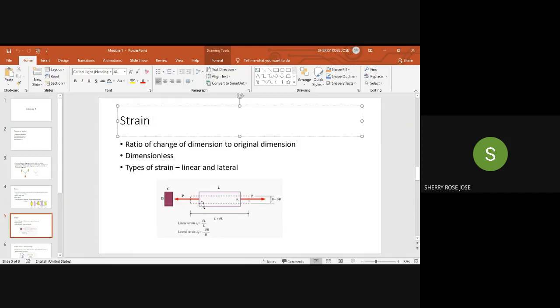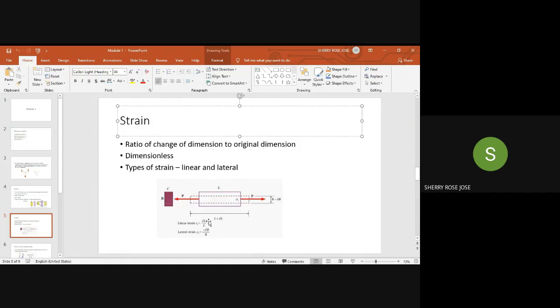Okay, fine. And when this body is elongated, you can see if L is the original length of this body, now this length of the body has changed to L plus delta L. If B is the original width of the body, now the width has been reduced to B minus delta B. And this is termed as dimensional change. And the ratio of this dimensional change to the original dimension, or delta L by L, will give you the strain.